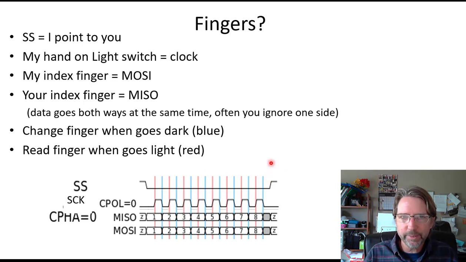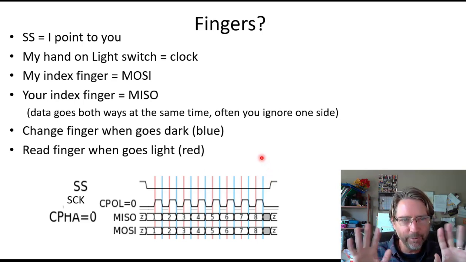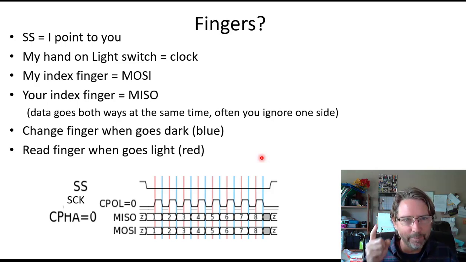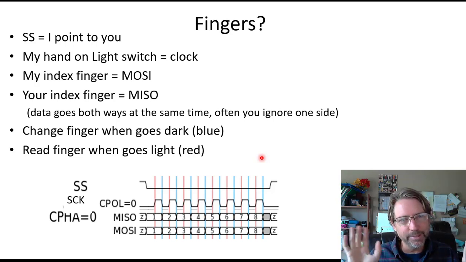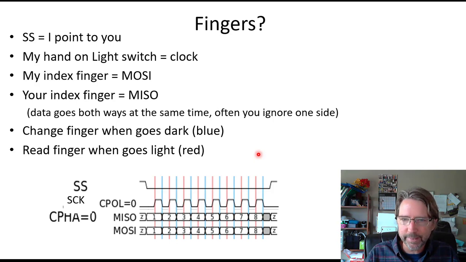So if we think about how this would work with fingers, you need a few different fingers to send this. The slave select is when I'm pointing to you. You listen now, and everybody else is connected and can see the data but is ignoring the data. That's the SS. So when the SS goes low, the peripheral device is going to pay attention to this.